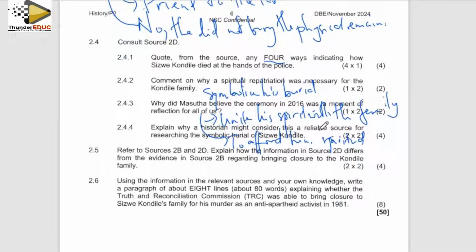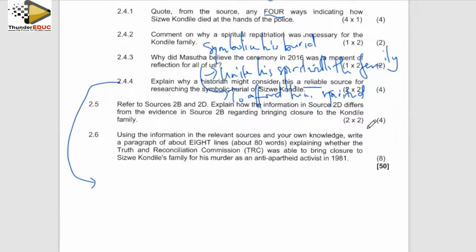Right, explain why a historian might consider this a reliable source for researching the symbolic burial of Sizwe Kondile. We are looking at, here it's a question of reliability. And the reliability we are saying, is this trusted? Is this a source telling us the truth about the symbolic burial of Sizwe Kondile? Right.